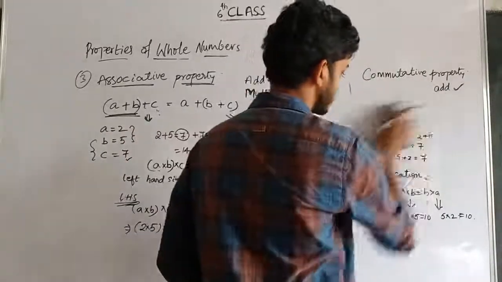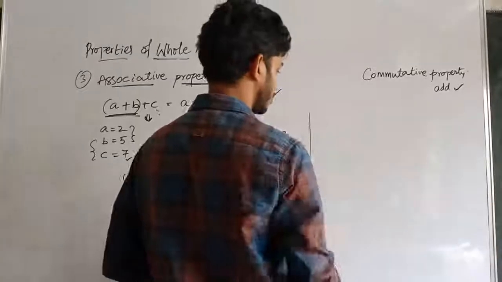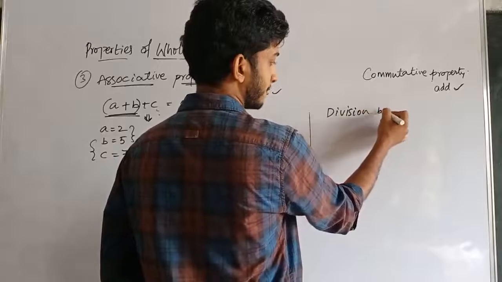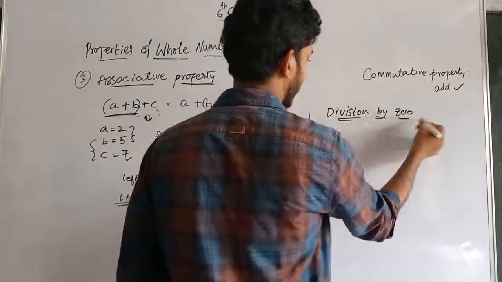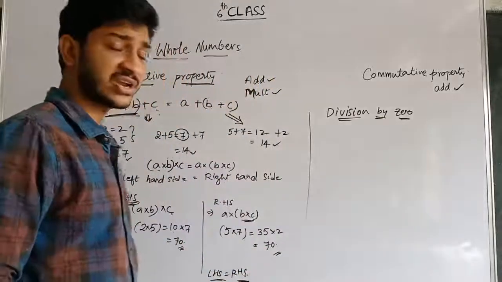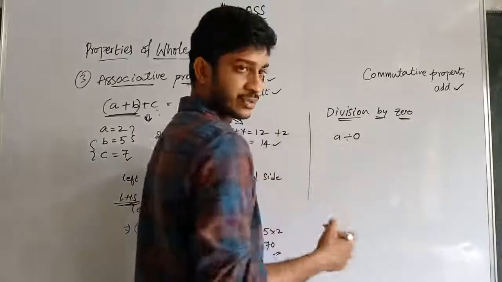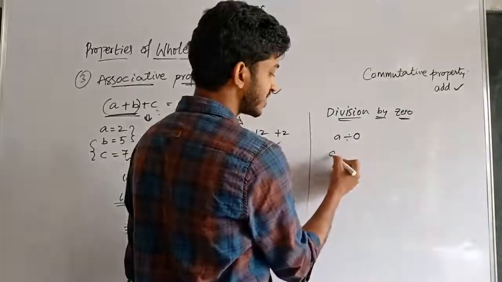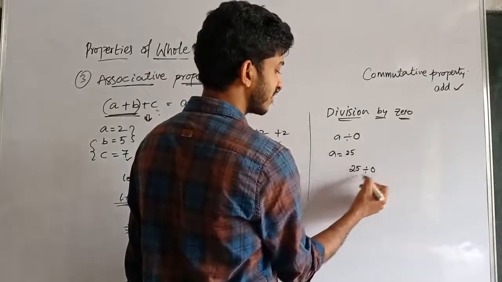Okay, I am erasing this. So division by 0. Division by 0 means we have to divide a number by 0, means a divided by 0. A is any whole number here. So I am taking a equal to 25. So here 25 divided by 0. We have to divide 25 by 0.